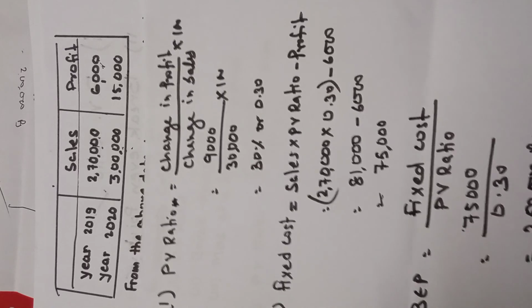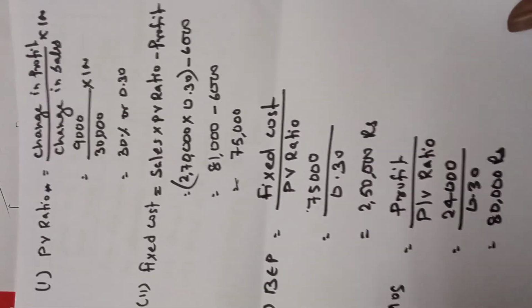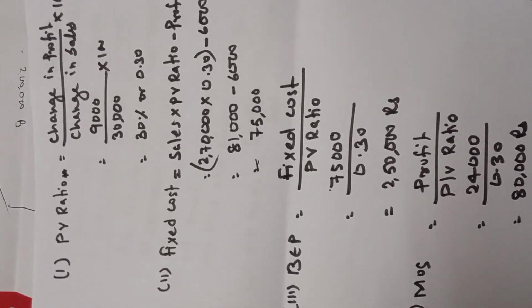So this is the problem: how to calculate PV ratio, fixed cost, break even point, and margin of safety.